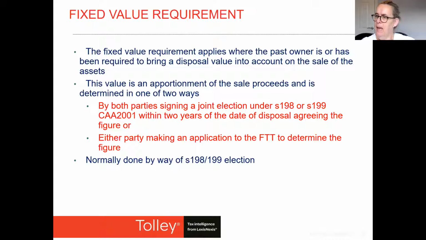Okay, so perhaps I could ask if the second poll could be put up at this stage. Apologies, I didn't give you any warning for that. What we're asking is: what is the maximum amount of value that can be allocated to an asset under a section 198 election? The market value of the fixtures, the price paid by the purchaser, or the original cost. So we want to know the maximum amount that can be allocated.